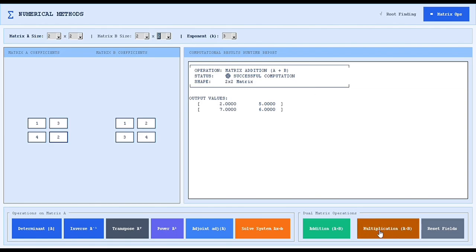For multiplication, the program uses the dot product row by column rule. The first element is 1 times 1 plus 3 times 3 equals 10. The second is 1 times 2 plus 3 times 4 equals 14. The third is 4 times 1 plus 2 times 3 equals 10. And the fourth is 4 times 2 plus 2 times 4 equals 16. This results in the answer 10, 14, 10, and 16. The program verifies the number of columns in matrix A matches the number of rows in matrix B before executing, ensuring mathematical consistency.